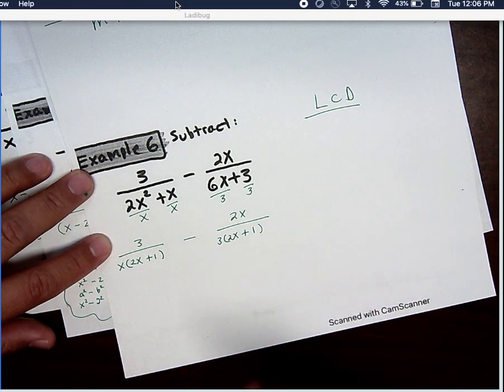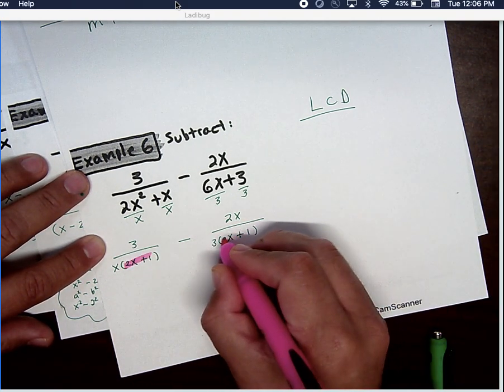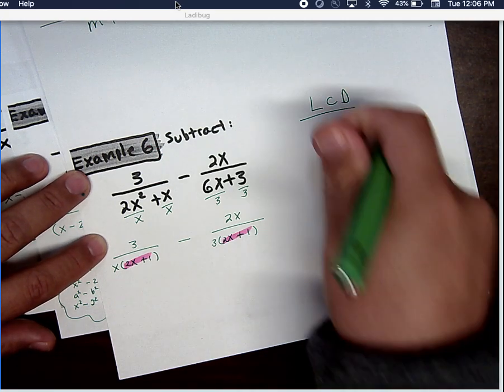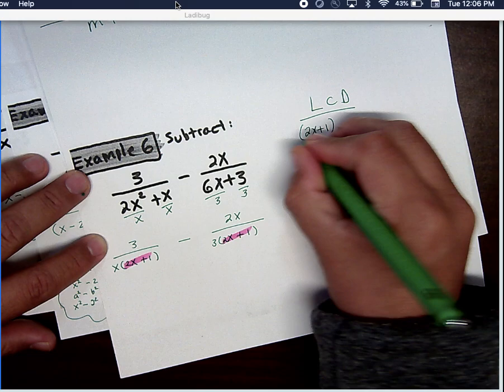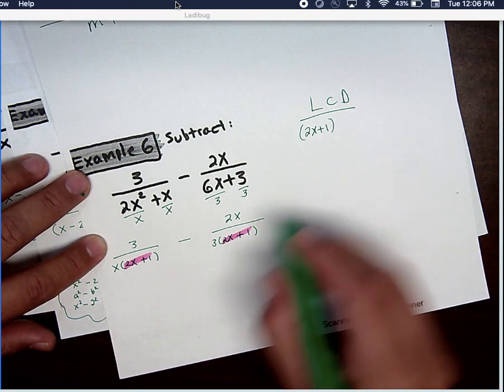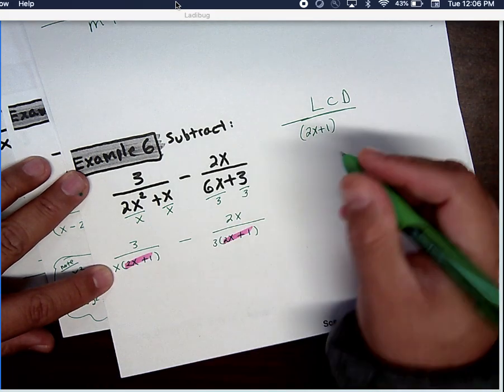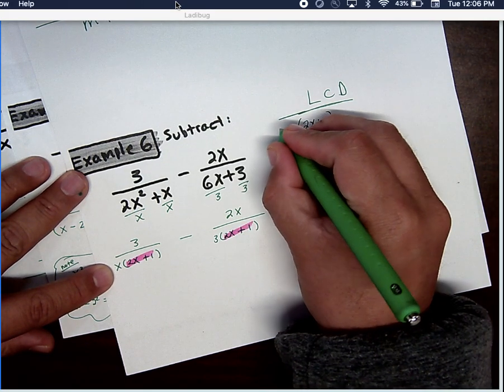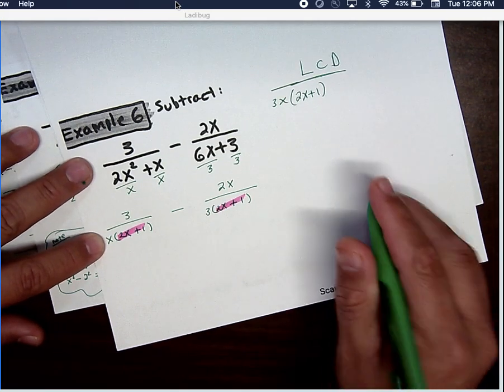Okay, now let's find the LCD. You guys notice the denominators of this repeats, so you're gonna write it in the LCD once, and then see what else repeats. Nothing else repeats, so you're gonna write everything else that's left. So the 3 and the x. So this whole thing is the LCD.